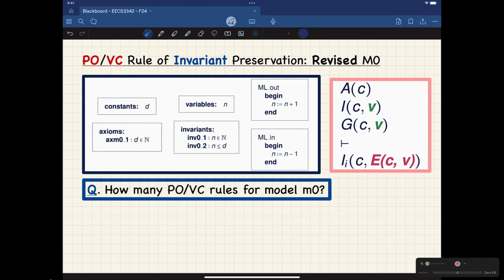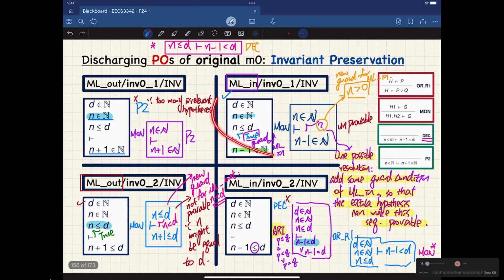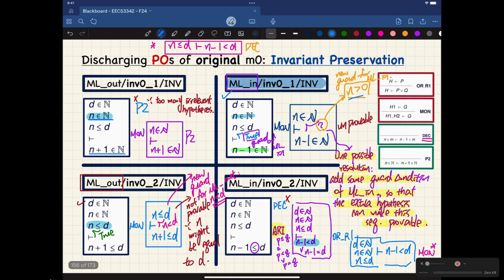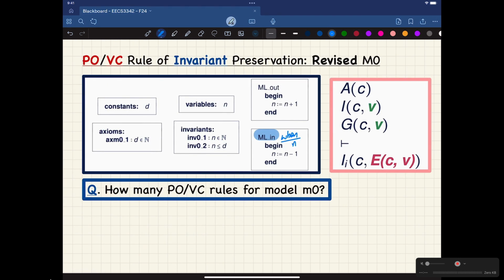Now, the idea would be we're going to improve our events. Based on this unprovable sequence, I'm going to make a green. How about this one here? Based on this guy here, we're going to fix MLN. So when we go to MLN over here, we're going to add a guard. And the guard is going to be when n larger than 0. Add one guard. We fix the model.